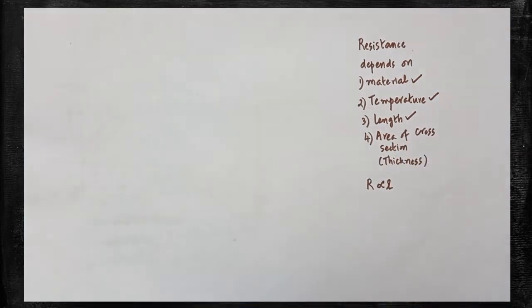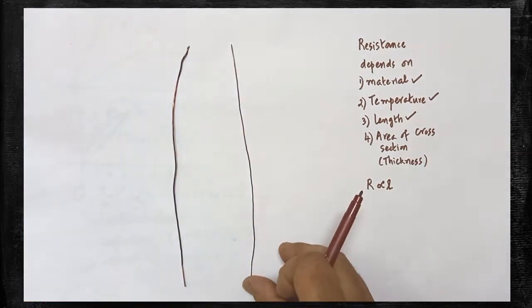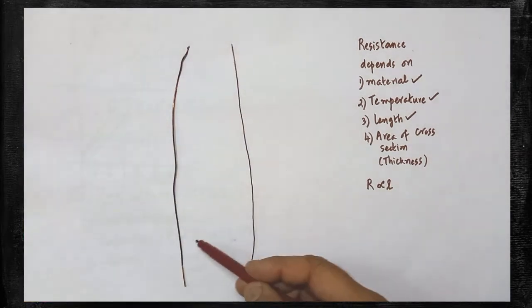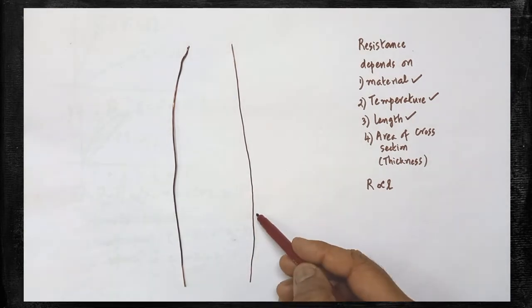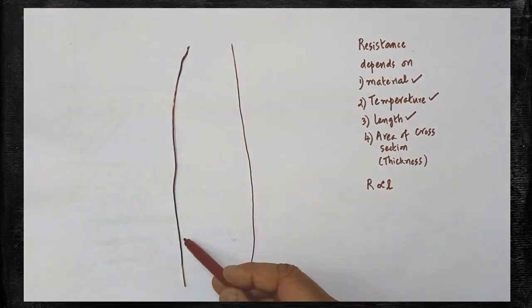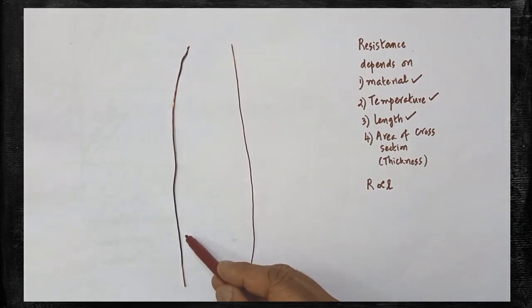Now we are going to see another thing, that is about thickness or area of cross section. We have to call it thickness or area of cross section. Now I am going to take the same material. Look at that. By mere seeing, you are able to observe which one is the thick wire and which one is the thin wire. This is the thin wire. This one is the thick wire. This is made up of copper. This is also made up of copper.